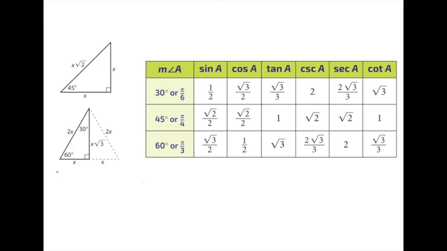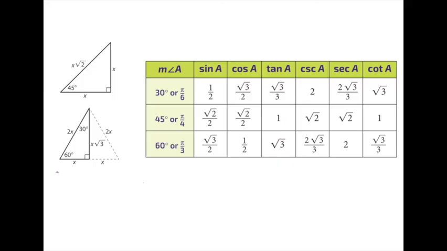45 is also a special angle. Remember, it's side, side, and side square root of 2. That's your special right triangle here. So very simply, your sine and cosine are the same because your opposite and adjacent sides equal each other because it is an isosceles triangle, right? So your sine and cosine are both square root of 2 over 2. And since tangent is those sides over each other, you put the same number over itself, you get 1.